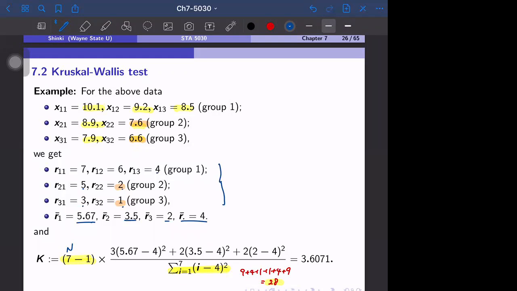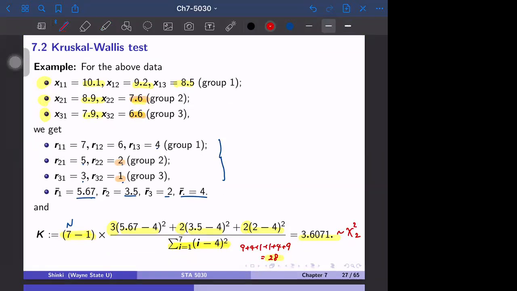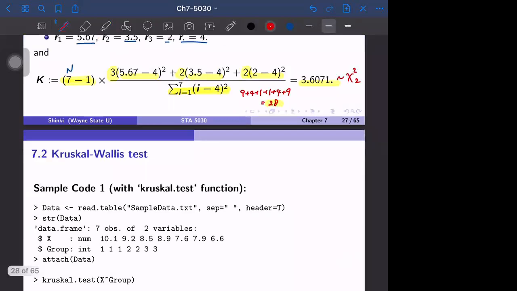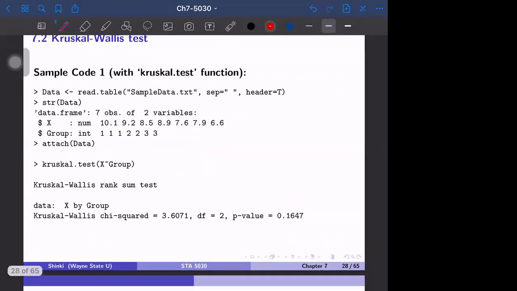We have the sample sizes here, 3, 2, 2. Then R1 bar minus R dot bar, squared, and the same thing for the second and third groups. In total, this becomes 3.6, and this follows a chi-square distribution with 2 degrees of freedom, because we have 3 groups, so 3 minus 1 is 2. On average this should be 2, but now it's 3.6. So possibly it's marginally significant, but we have only 7 observations, so probably we do not reject the null hypothesis.